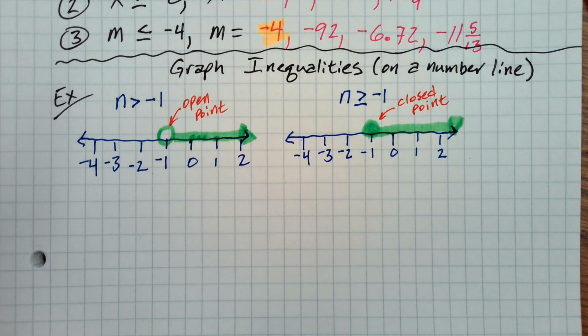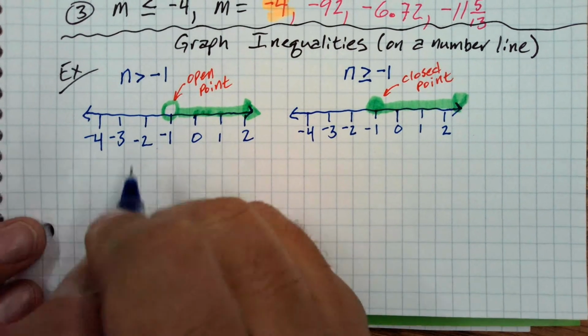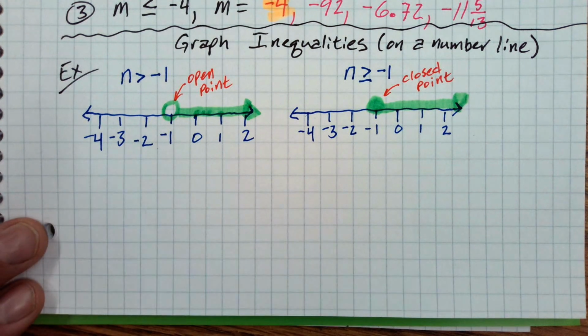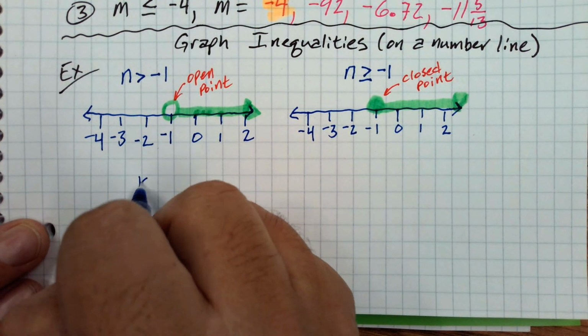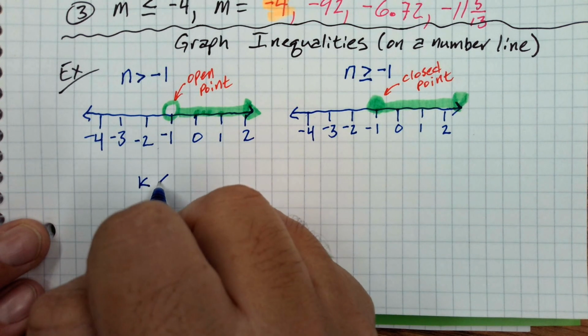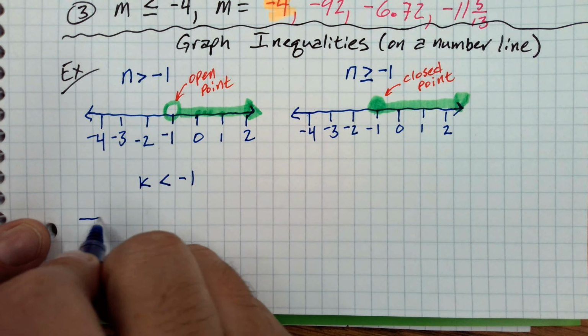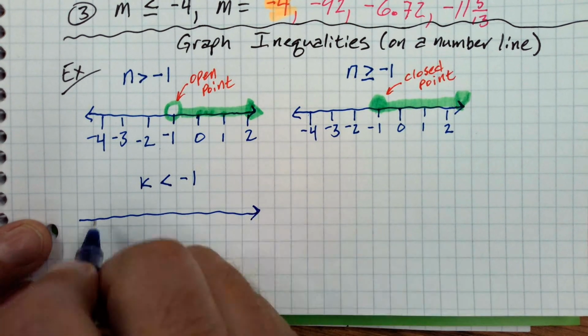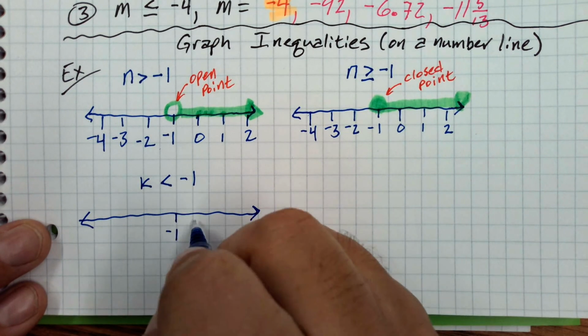So let's try that. Here we go. Let's try the next one. k is less than -1. Keep it simple. So once again, -1 is in the middle.